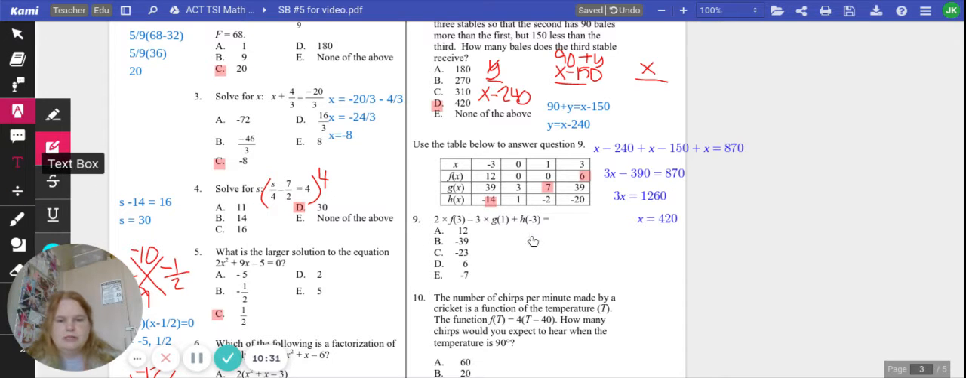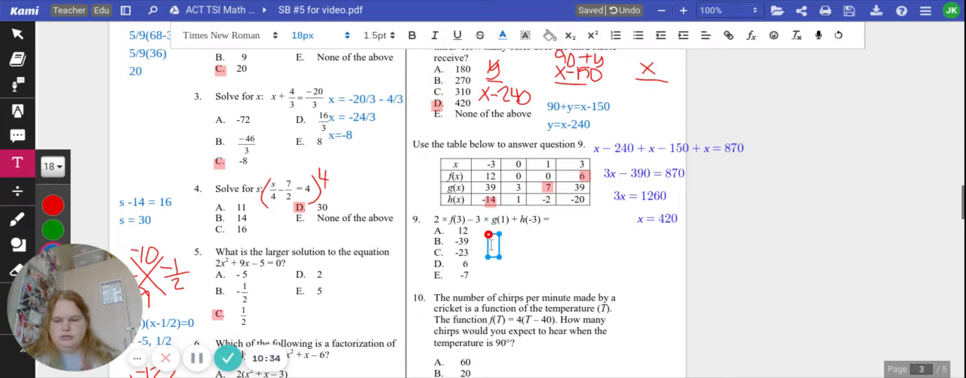So now I'm going to actually do some work. So 2 times f at 3 was 6 up there. Minus 3 times g at 1 was 7. Plus h at negative 3 was negative 14. And now I'm going to figure out what that is. That's 12 minus 21 minus 14. And that is negative 23.